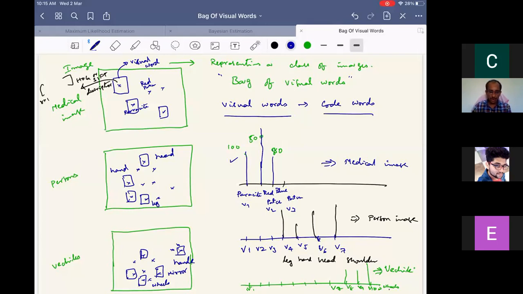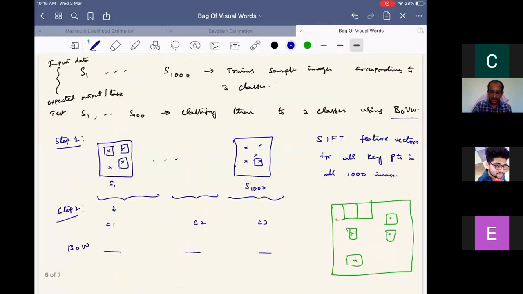Okay, so what are things that are needed now? How do we approach? Where do we start and how do we approach? That's the question. So let us start. I will give some background. So assume that we have samples from S1 to S1000. Samples meaning the images. Okay, S1 to S1000.